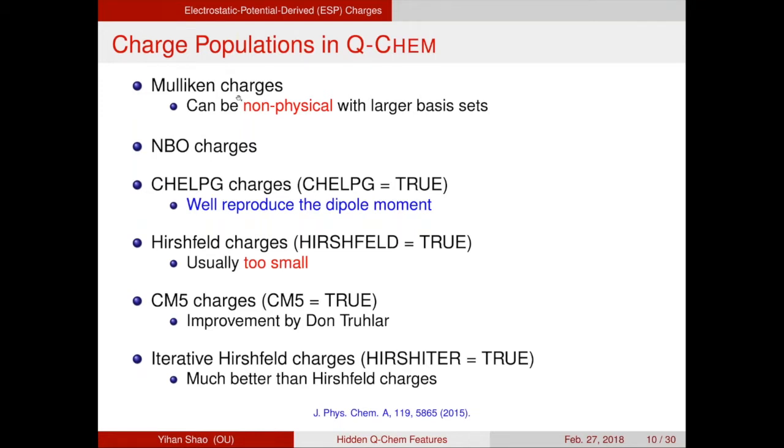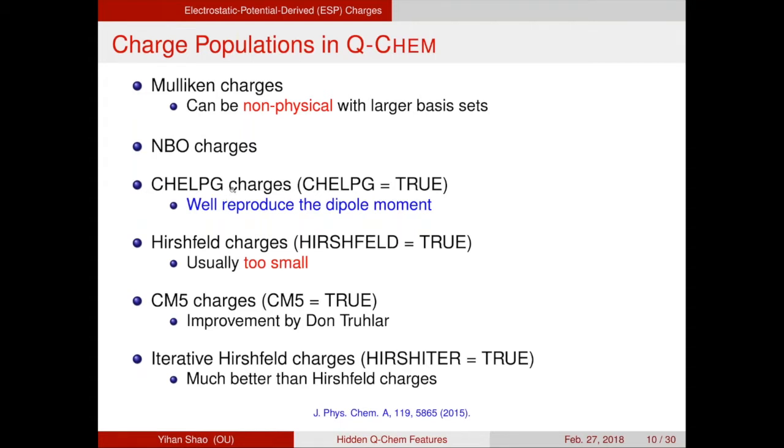And we also have MBO charges. Q-Chem supports both MBO5 and MBO6. But there are other charges that are also available. For example, ChElPG charge is also an electrostatic potential derived charge, and that was put up by John Herbert's group. As an electrostatic potential derived charge, it will reproduce, for example, the dipole moment. It's also very stable with basis sets.